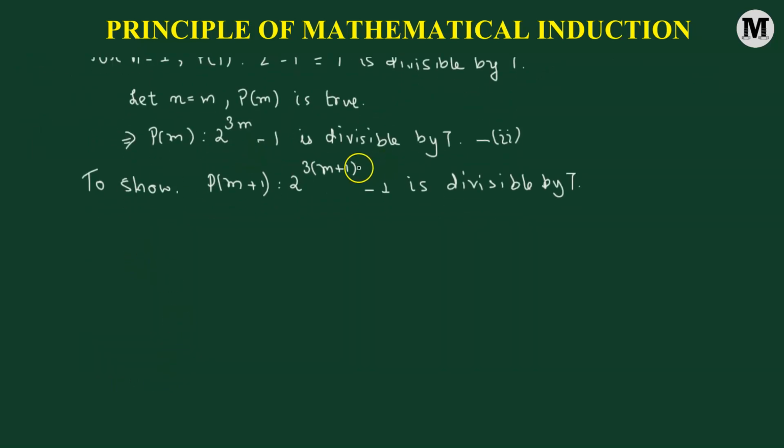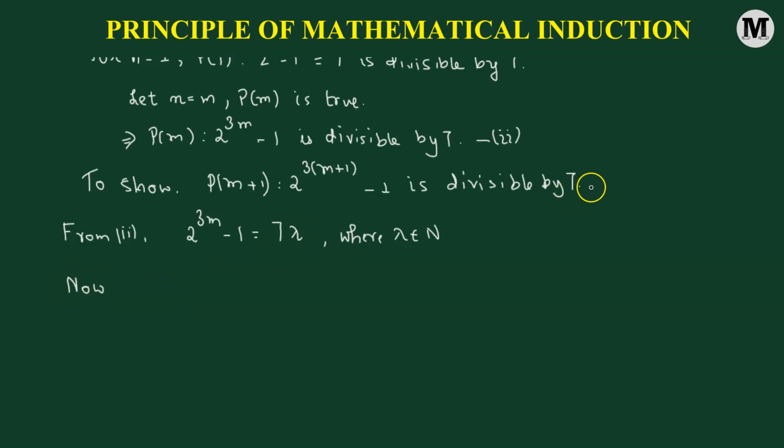Now, how do we verify that this is indeed divisible by 7? For this, we are going to take the help of statement number 2. From statement number 2, since 2 raised to the power of 3m minus 1 is divisible by 7, we are going to express 2 raised to the power of 3m minus 1 equals 7 times lambda, where lambda belongs to the set of natural numbers. This simply tells us that 2 raised to the power of 3m minus 1 is divisible by 7.